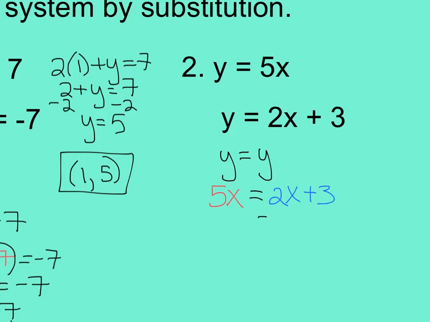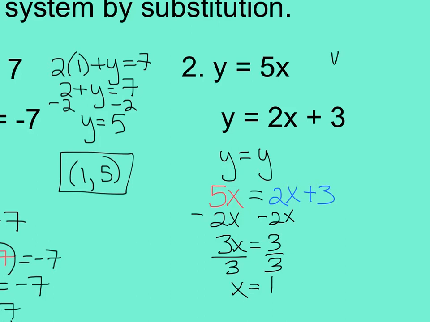So we're going to get our variables on the same side together. So I have 3x is equal to 3. Divide by 3 means x is equal to 1. Again, doesn't always happen that way. So now we take x, plug it back into either equation. I'm going to go back to the top. So y is equal to 5 times x, which is 1. So amazingly enough, these happen to have the exact same answers. 1, 5.